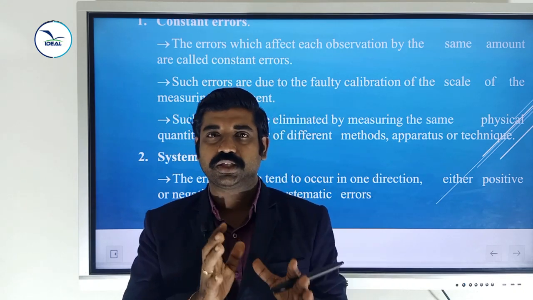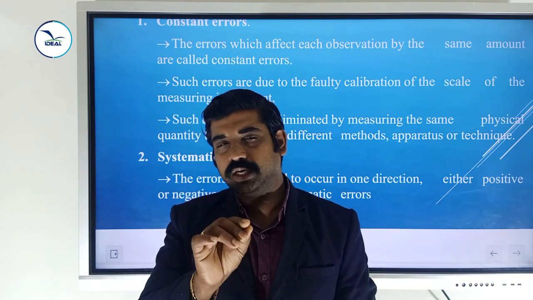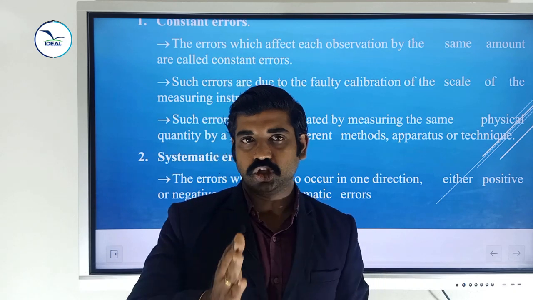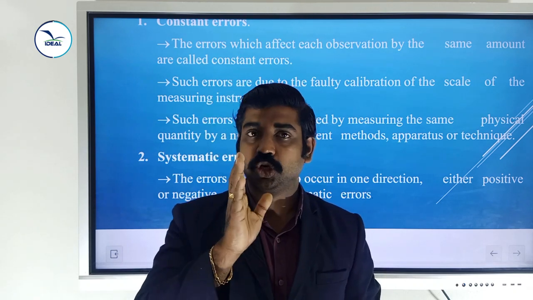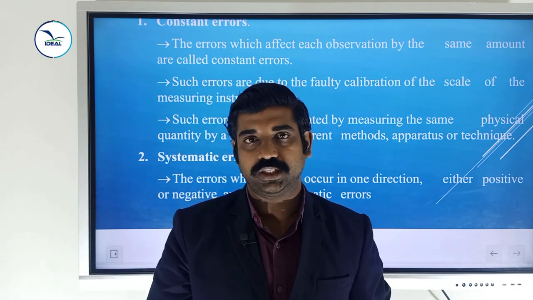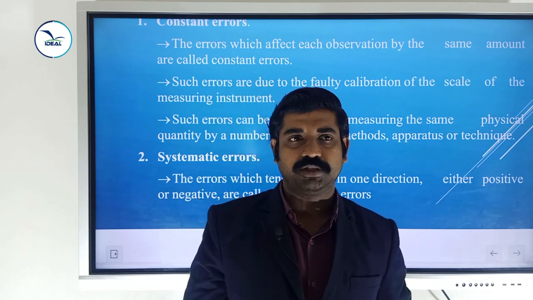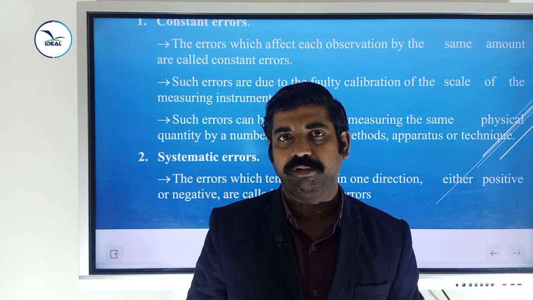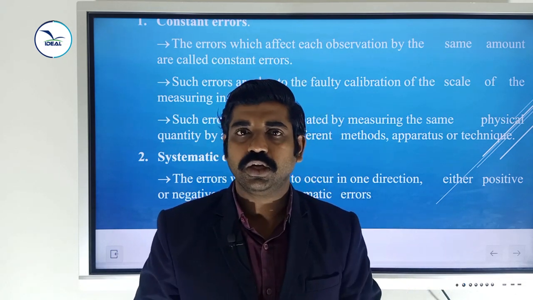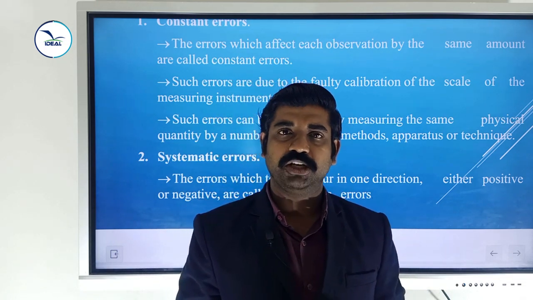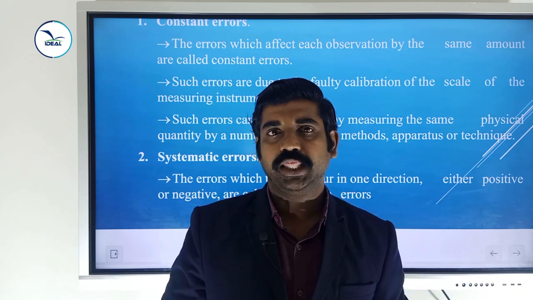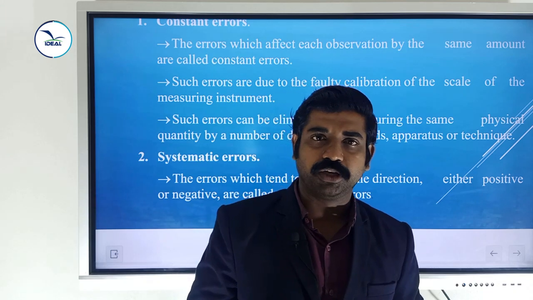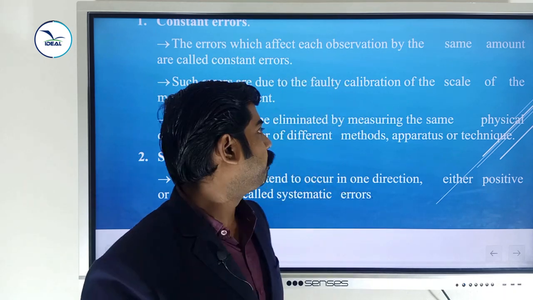If there is a small change in that zero, it means it is not calibrated. Zero should be in the position of zero itself. If we are using a scale and the edge may be damaged, in that case the zero goes. So if we are measuring by using that scale, a constant error will occur. That is because of the calibration problem.